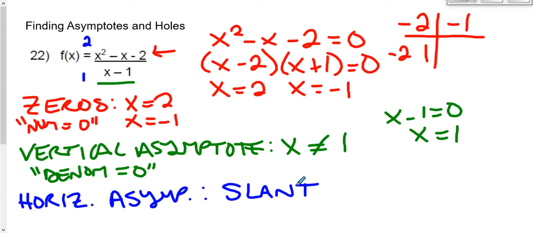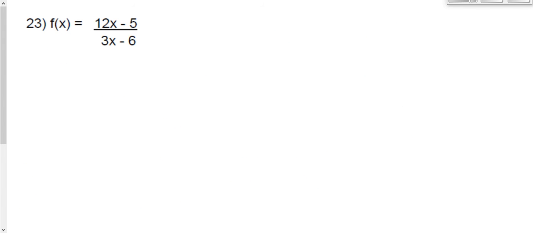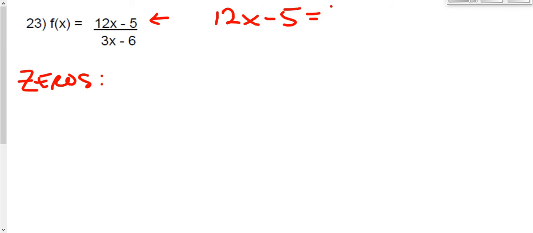Let's go ahead and take a look at question 23. Same type of question. We'll identify the zeros and the asymptotes. First, we'll start with the zeros. Again, to find the zeros, all I have to do is set the numerator equal to 0. 12x minus 5 equals 0. This will tell us the places where my function touches the x-axis.